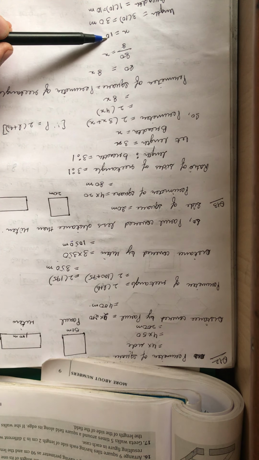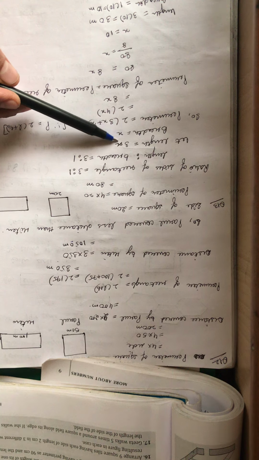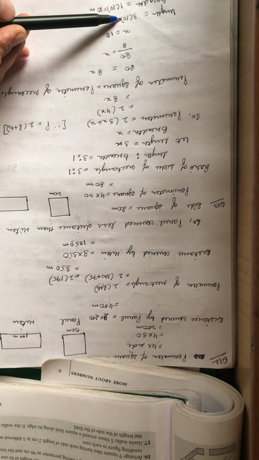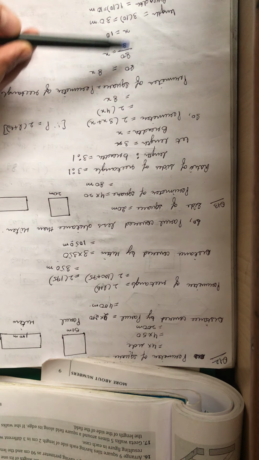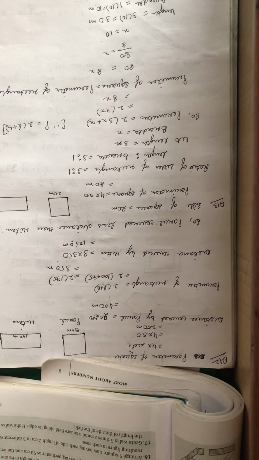Now we want to find the dimensions. Dimensions means the length and breadth of the rectangle, the sides. So length is 3x. So in place of x, put 10. 3 into 10, 30 meters. And breadth is 1 into x, that is 1 into 10, 10 meters.